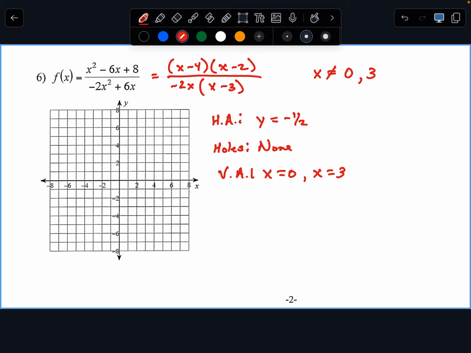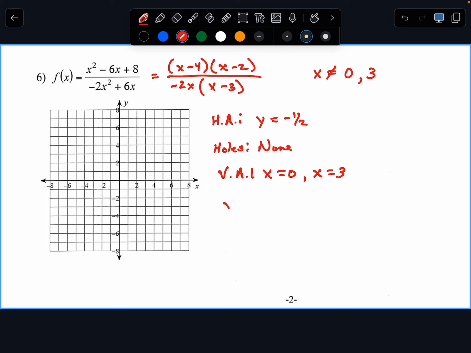And that right there, like I said, whenever you have two vertical asymptotes, that's kind of a signal. I'm going to need to check for a cross point in this problem. If you only have one, you don't really have to worry about it. But if you ever have two, that's when you'll have to check. We'll do that at the end. I'll show you how to do that.